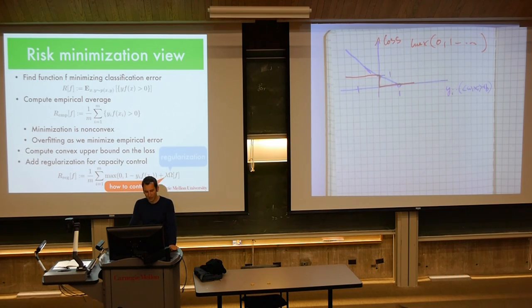Okay. Now, of course, I don't have that. So the only thing I can do is, for instance, take my training set and compute on it how many times I get things wrong. So in the context of your homework, R of f is essentially what you see when you upload the thing and see your score on the leaderboard.